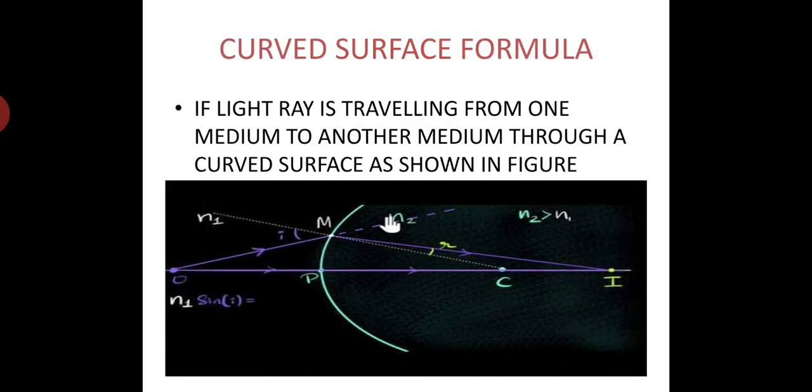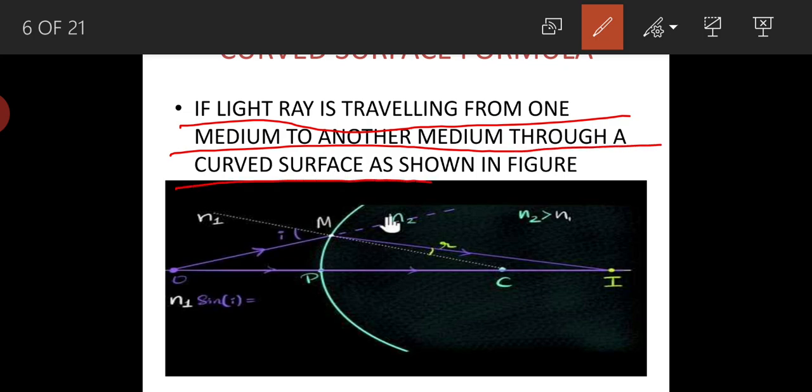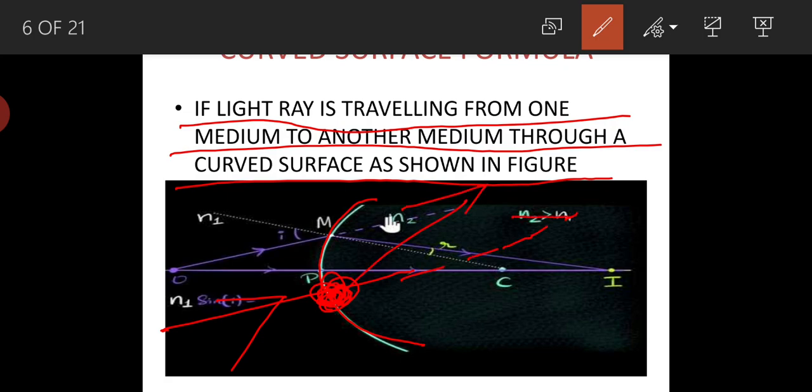Now let us see curved surface formula. If light is traveling from one medium to another medium through a curved surface as shown in the figure, here this is a curved surface, and at this point, since there is change in medium, the light ray will undergo refraction. Instead of going straight like this, it will undergo refraction, and when it is undergoing refraction, we have one specific formula.